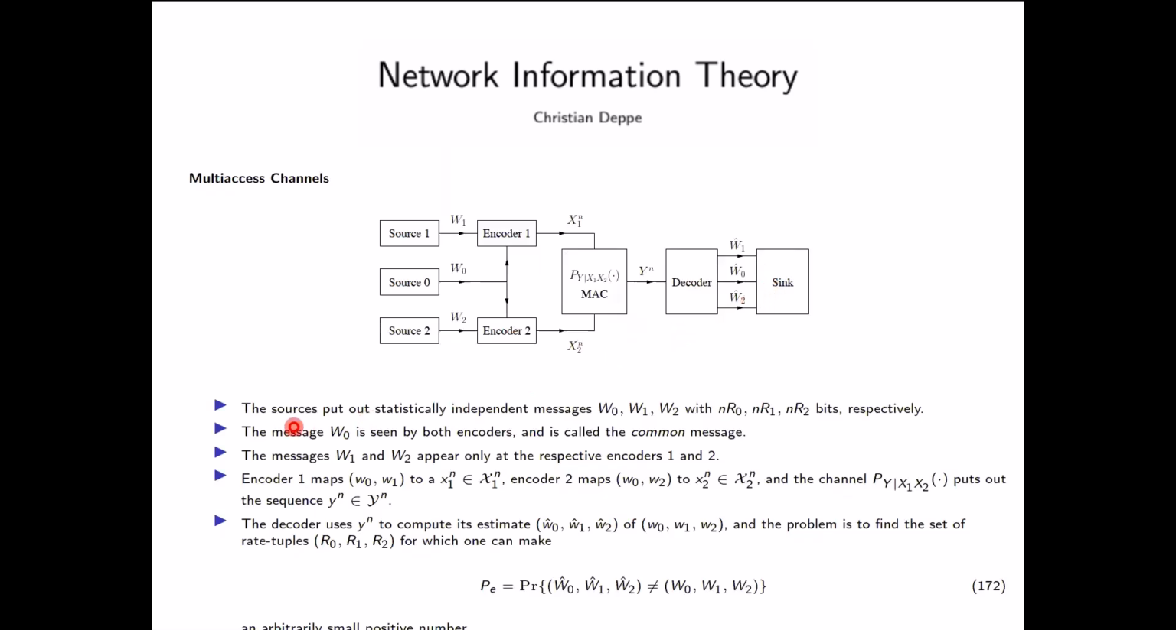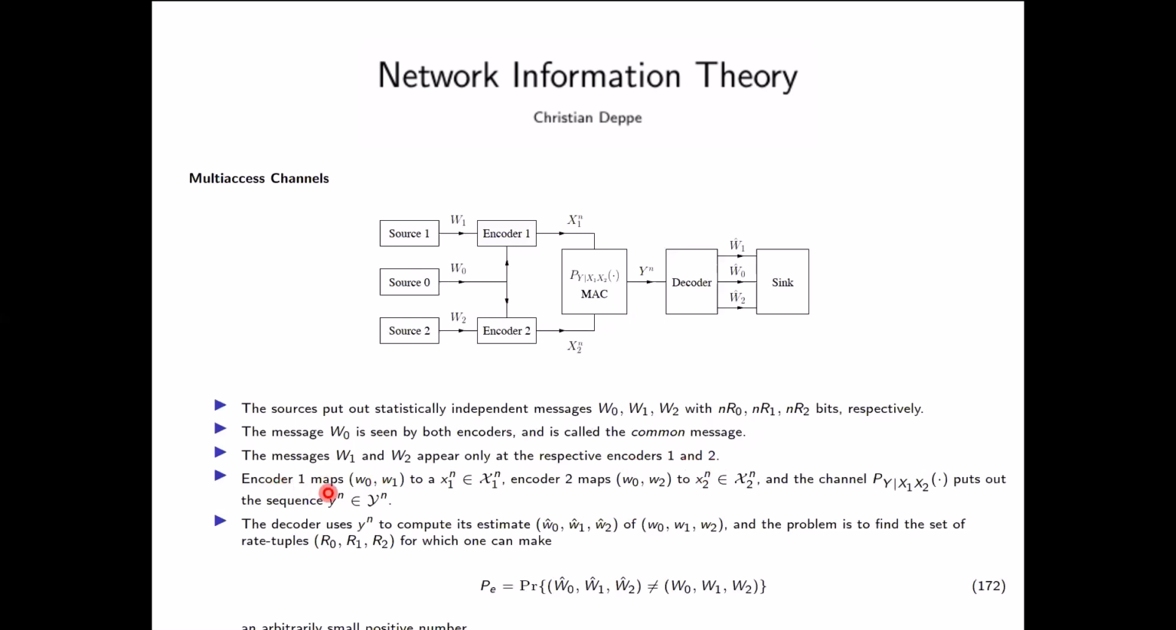So let's look at the details again. The source puts out the messages W0, W1, and W2. We have 3 sources with nR0, nR1, and nR2 bits respectively. So we have 2 to the nR0 messages from source 0, 2 to the nR1 messages from source 1, and 2 to the nR2 messages from source 2. And the message W0 is seen by both encoders, and we call it again the common message. And the messages W1 and W2 appear only at the respective encoder 1 and 2.